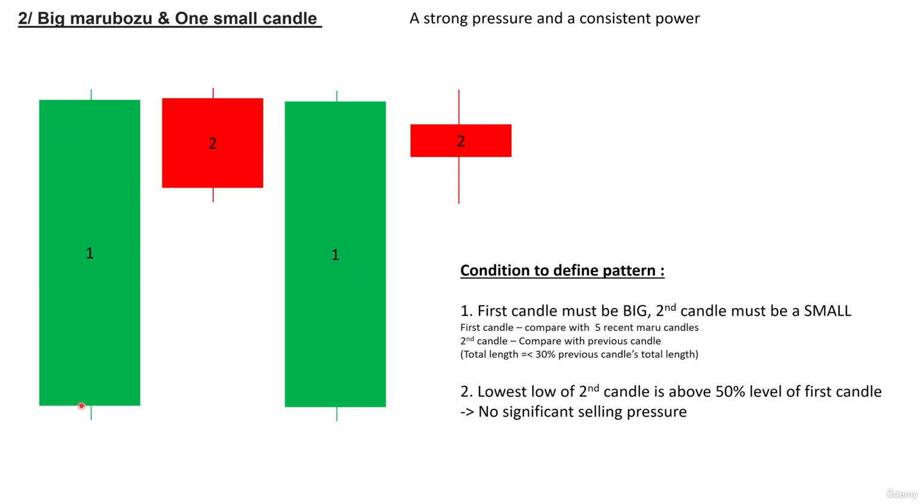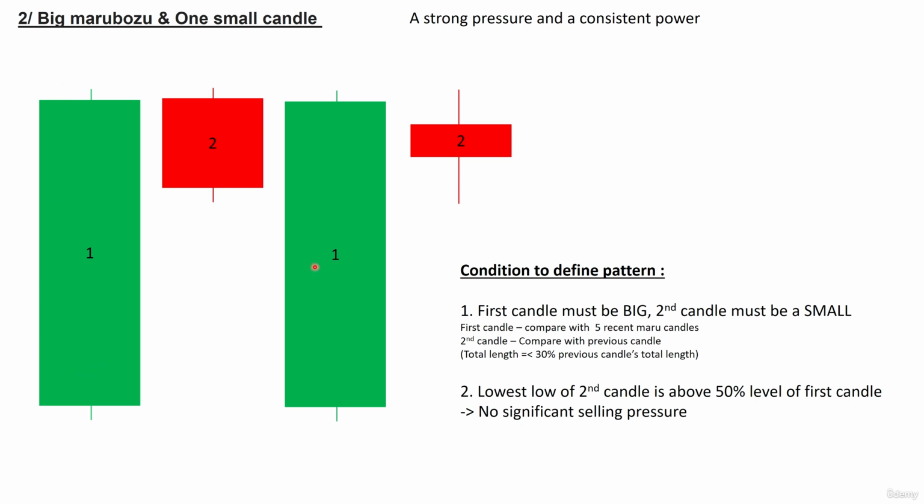We need to see the first candle right over here has to be a big candle, and we also use the same rules. We compare the first candle right over here with the recent 5 candles to define whether the first candle right here is a big or small candle, as we already have one example about it. And one extra rule right over here is that the second candle must be a small candle. To confirm the second candle is a small candle, you need to compare the second candle right over here with the first candle on the left side right over here.